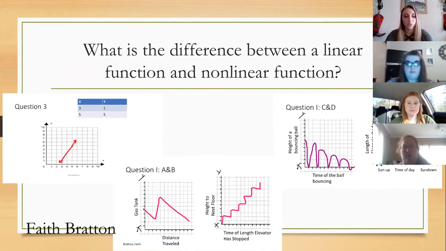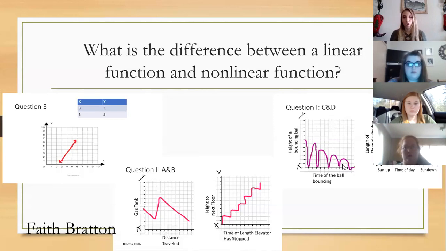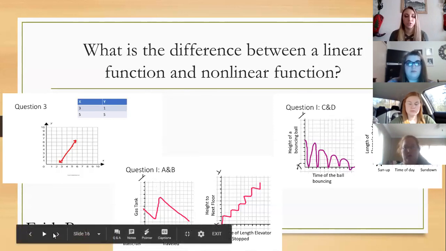As you can see in question 1, there are no obvious straight lines, such as the graph of the flagpole where it loops, the time of the bouncing ball dropping where it was non-linear because it kept going back and forth, going up and down, and there were no straight lines.